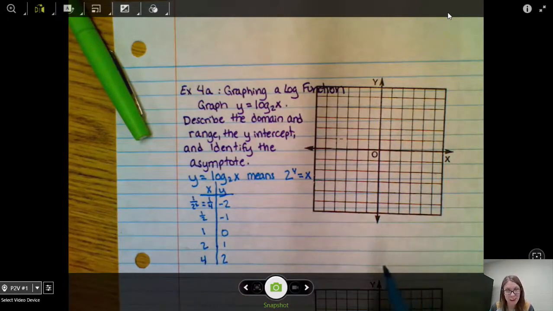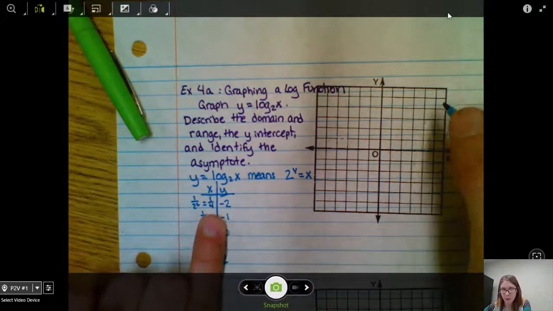And now I can plot these points. So it seems kind of weird because we're choosing y values for our table instead of the x values. We're starting with our y and then finding x. It's a little backwards than what we've done, but also hopefully kind of makes sense when you remember that logs and exponentials are inverses. The x and the y switch.